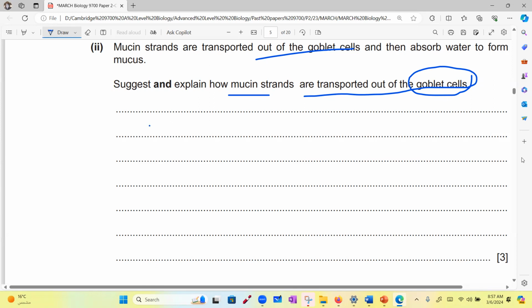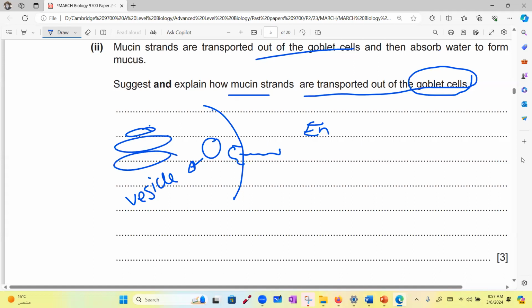Exocytosis means you have the cell membrane, the vesicle is going to come and fuse with the cell membrane and release its contents outside the cell. This is an energy consuming process. First, you will talk about the vesicle that will contain the mucin. It's coming from the Golgi body. So it's going to pinch off the Golgi body and then it will fuse with the cell membrane and release its contents. It's an energy consuming process.